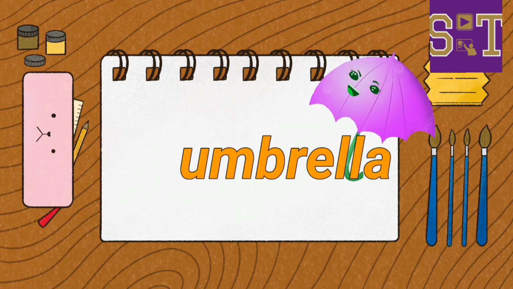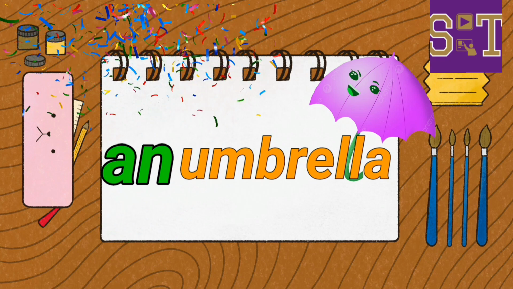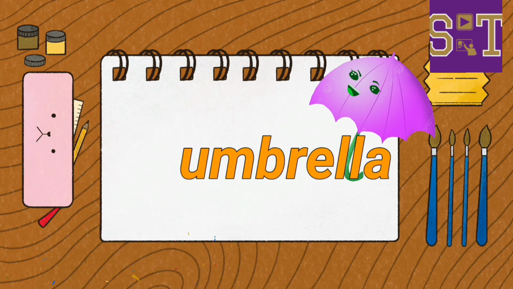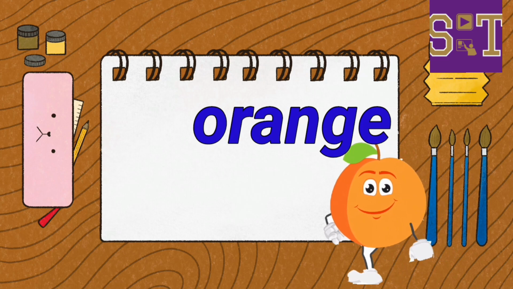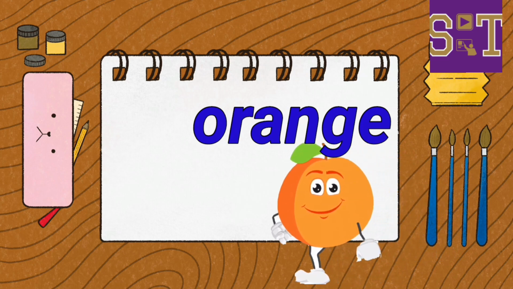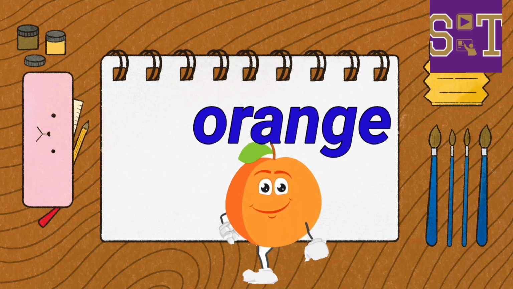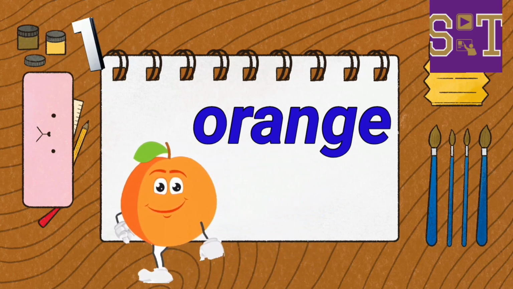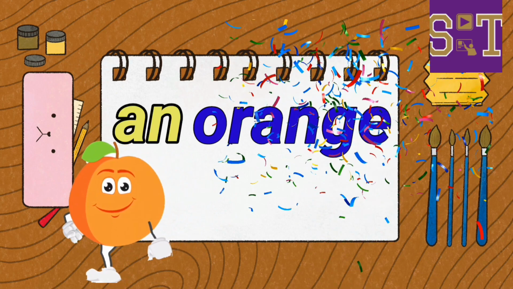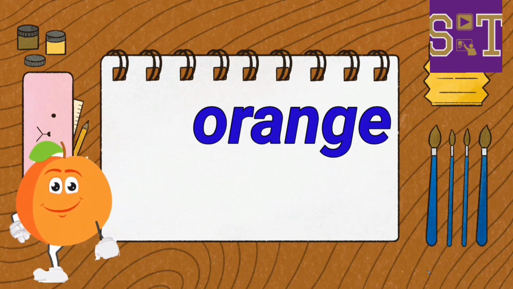Umbrella. The word umbrella begins with vowel sound, so what should we use here? An umbrella. Orange. It begins with vowel sound, so which article we use here? An orange.